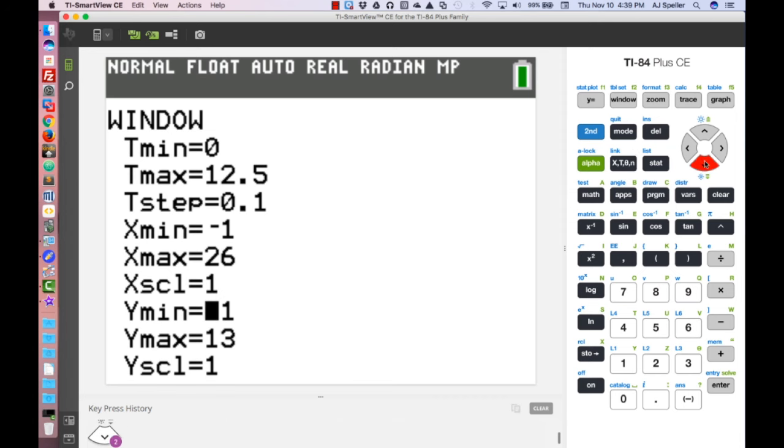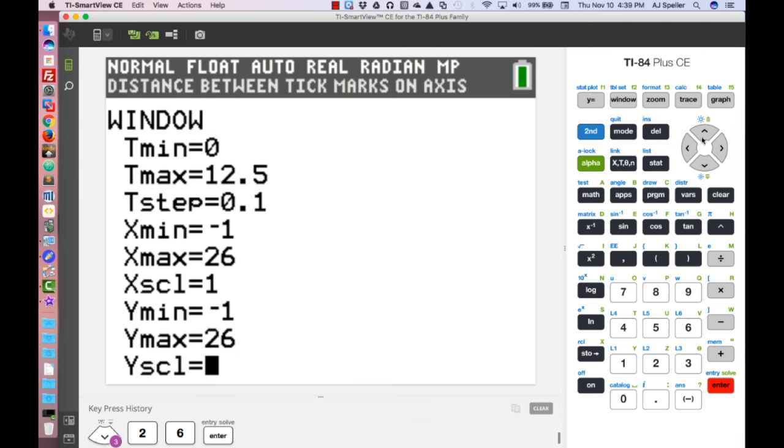Y min is going to stay at -1, and Y max is going to be changed to 26, again because everything is taking place in the first quadrant. Once we have all that in place, the next thing we want to do is graph to take a look at what we have here.